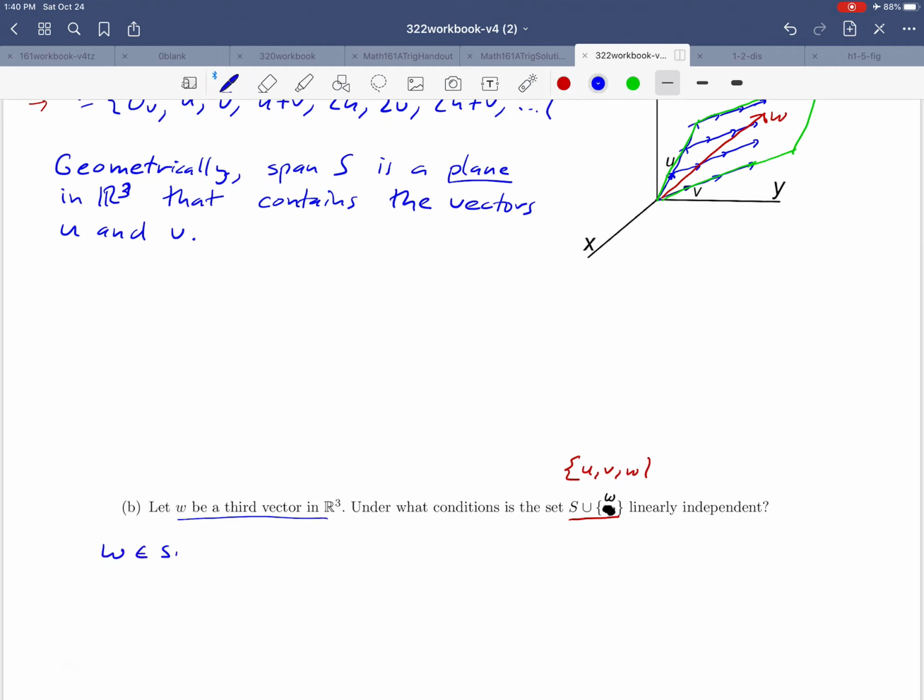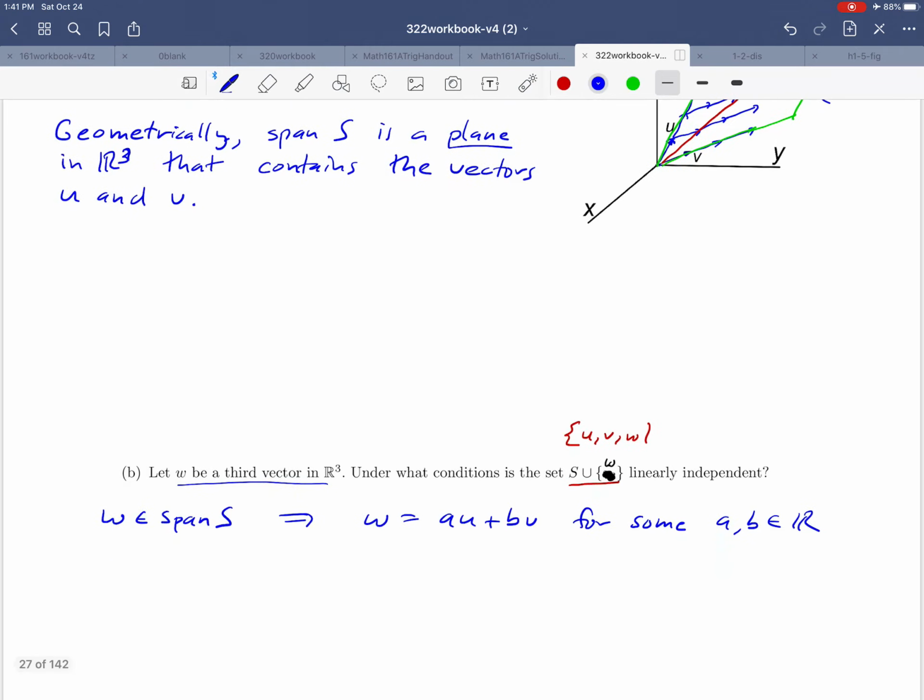Okay, so if W is in the span of S, that's just another way of saying that it lives in the plane, the way that we drew up here. By definition, that would mean that W can be written as a linear combination of U and V, for some A and B and R. We don't know what they are, but we know that they exist. But notice that we can take that equation and get all of the vectors on one side and the zero vector on the other. So we could rewrite this like this: AU plus BV plus negative 1 times W is equal to the zero vector.